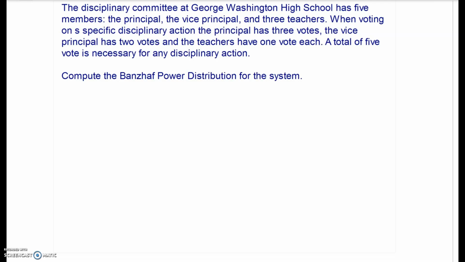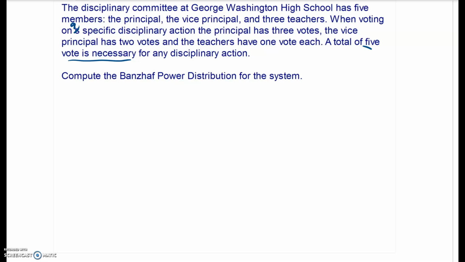Okay, our next example is we want to compute a Banzhaf power distribution for a voting system. Here's our situation. The disciplinary committee at George Washington High School has 5 members: the principal, vice principal, and 3 teachers. When voting on a specific disciplinary action, the principal has 3 votes, the vice principal has 2, and the teachers have 1 each. A total of 5 votes is necessary. So 5 votes is necessary for any disciplinary action.